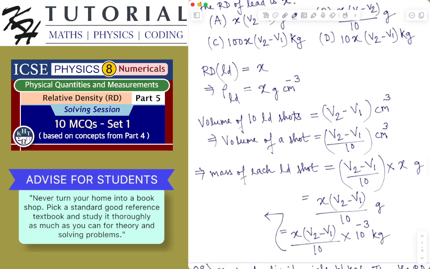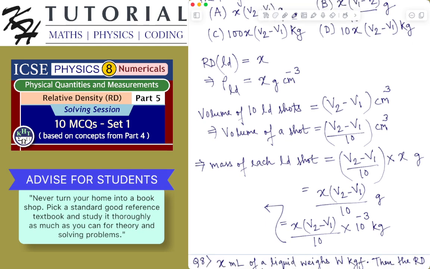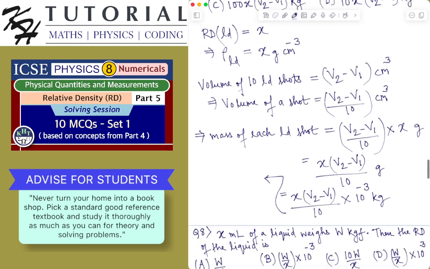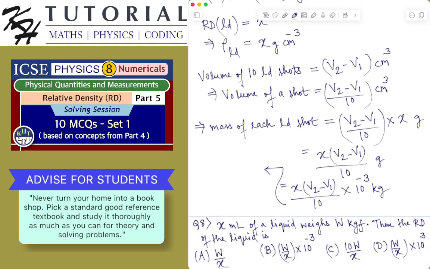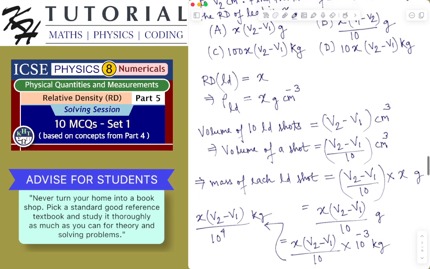So the mass of each lead shot should be its volume, that is V2 minus V1 by 10, multiplied by the density of lead, which is x, this much gram, which becomes x into V2 minus V1 divided by 10 gram. If we convert this to kilogram, we have to multiply with 10 to the power minus 3, and this is coming out to be x multiplied by V2 minus V1 divided by 10 to the power of 4, this much kilogram, and none of the choices C and D are matching.